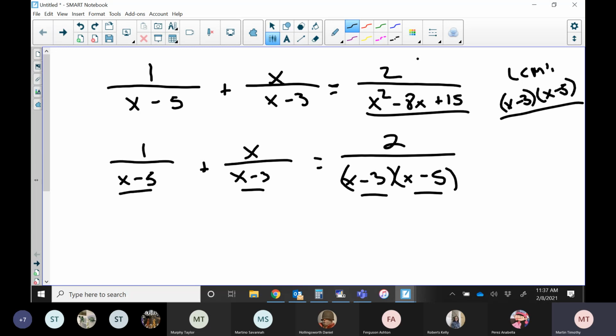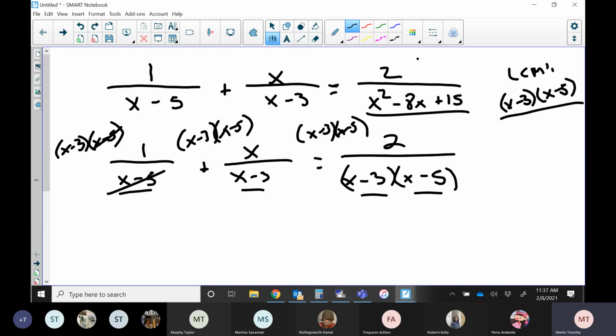So that means I'm going to have x minus 3, x minus 5. I'm going to write it 3 times, 1 for each fraction. And watch what happens. The x minus 5 is in the top, the x minus 5 is in the bottom. Those cross simplify. The x minus 3 is in the bottom, x minus 3 is in the top. Those cross simplify. Both of those cancel out.